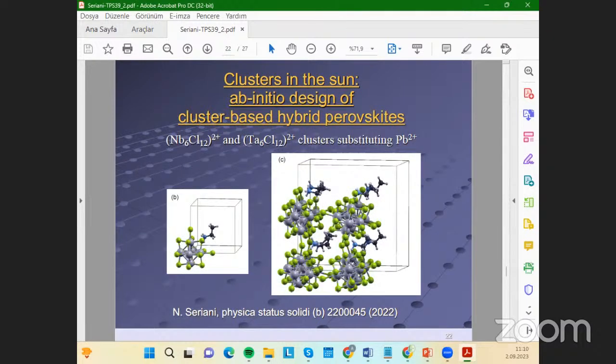So I've designed a series of hybrid perovskites with small clusters as cations, and I've shown that at least they are dynamically stable and they are thermodynamically more stable than some known phases.